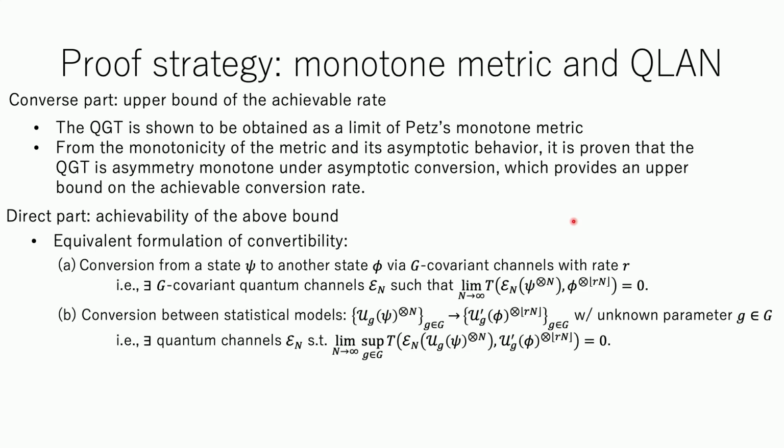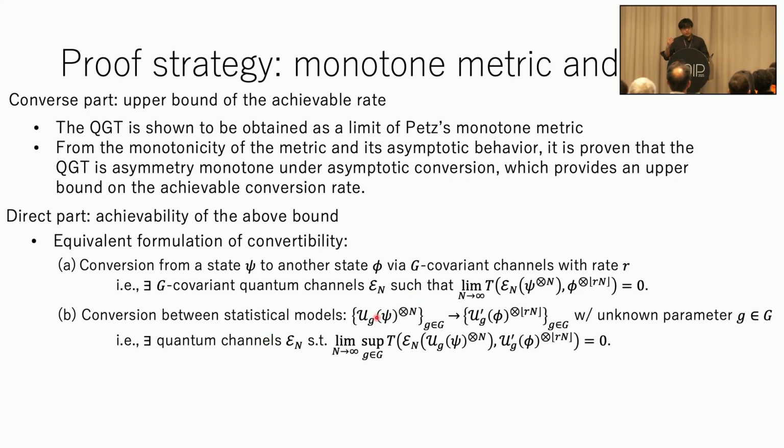And in the proof of the direct part, we use a dual formulation of the convertibility. So far, we have considered a conversion from a state psi to another state phi by using a G-covariant channel. And here we now consider another setup where we convert a family of states to another family of states by using a quantum channel, which is not assumed to be G-covariant. And if we regard this G as an unknown parameter, this is a conversion between statistical models.